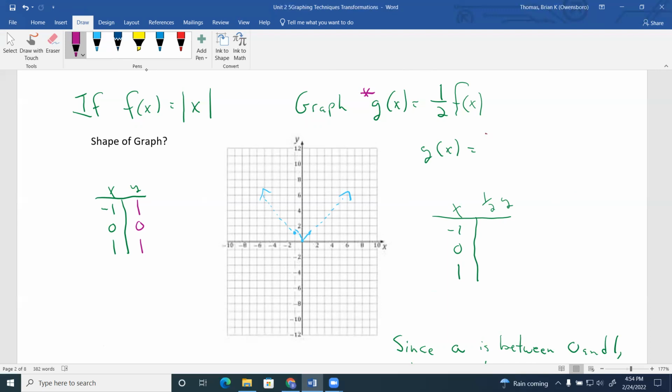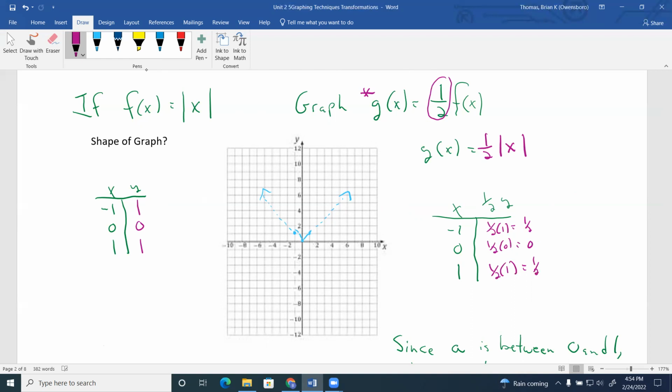So now what I want to do is graph g of x, which is going to be this 1/2 times the absolute value of x. That's going to be the function I'm actually going to graph. So notice now we're going to be multiplying by this 1/2. That's actually going to make the graph get closer to the x-axis. So we call that a vertical compression. So when I multiply the y values by 1/2, that's going to be 1/2 times 1, which is just going to be 1/2. I'm going to multiply 1/2 times 0, which is going to be 0. And I'm going to multiply 1/2 times 1 again, which is going to be 1/2.